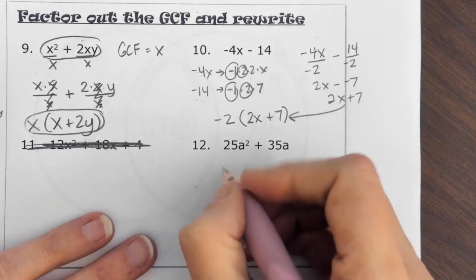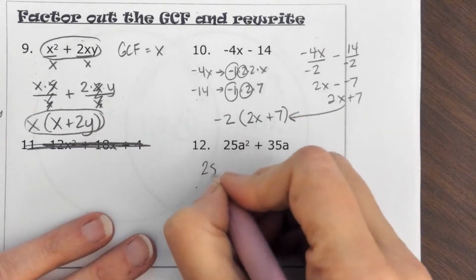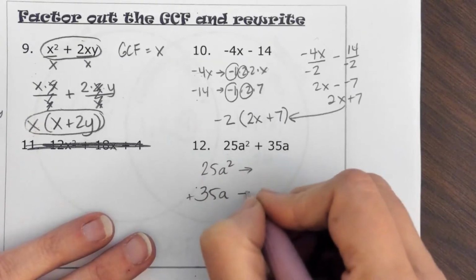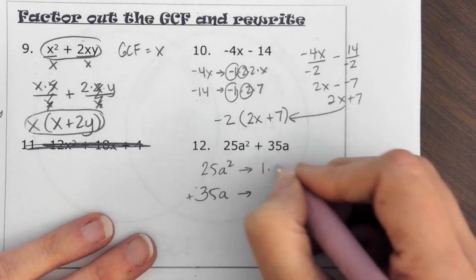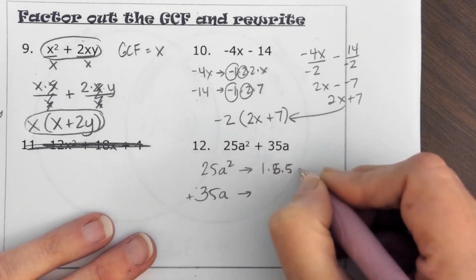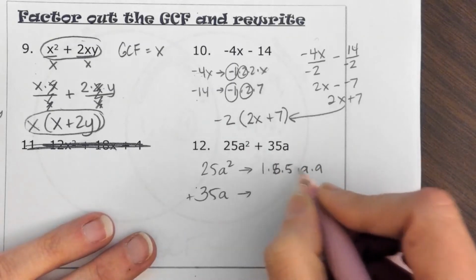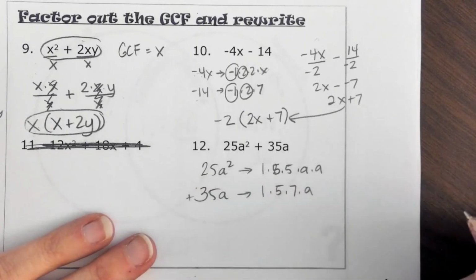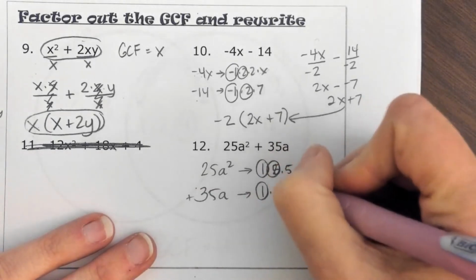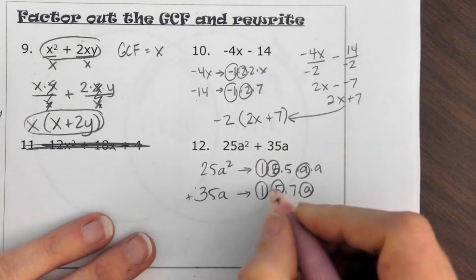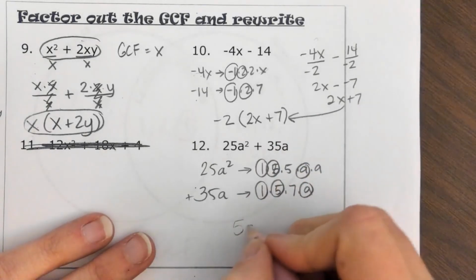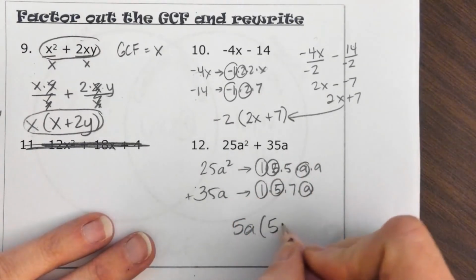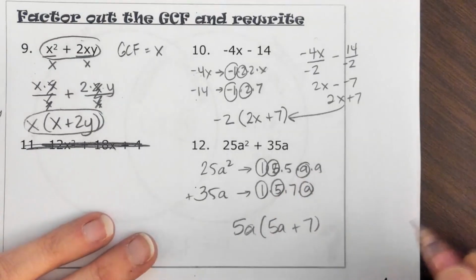If I'm looking for the greatest common factor, I'm going to write it, expand it. So I have 25a squared plus 35a. When I look at my factors, that gives me 5 times 5 times a times a. That's a 5, by the way, before y'all freak out. Okay? And then I have 1 times 5 times 7 times a. I circle all the things they have in common. Okay, so I have 1 times 5 times a, which is 5a. And then I have 5a plus 7 left.